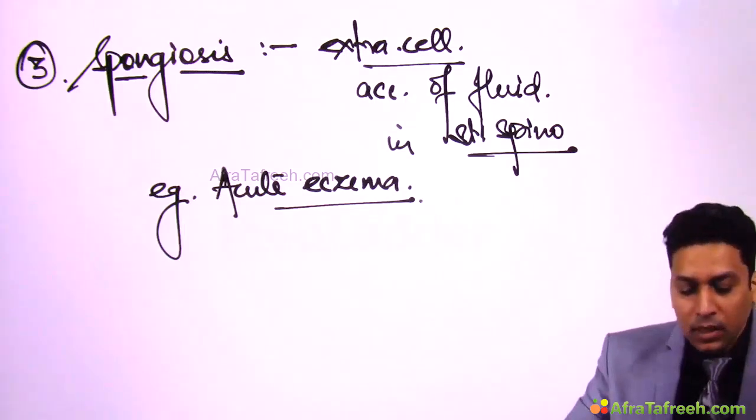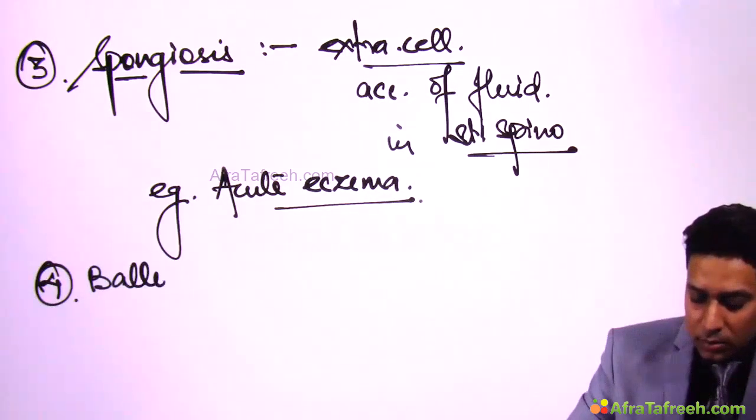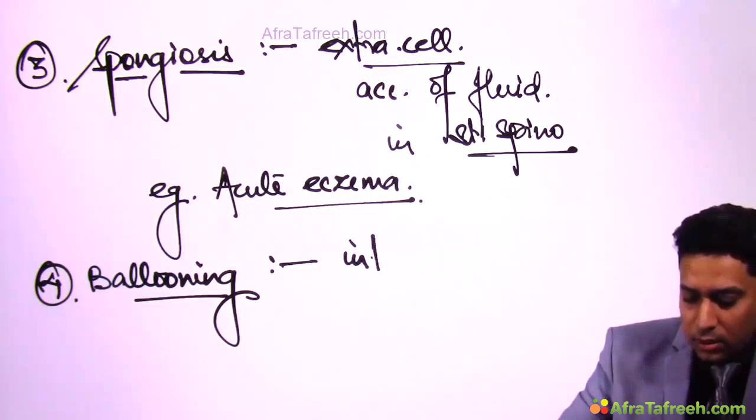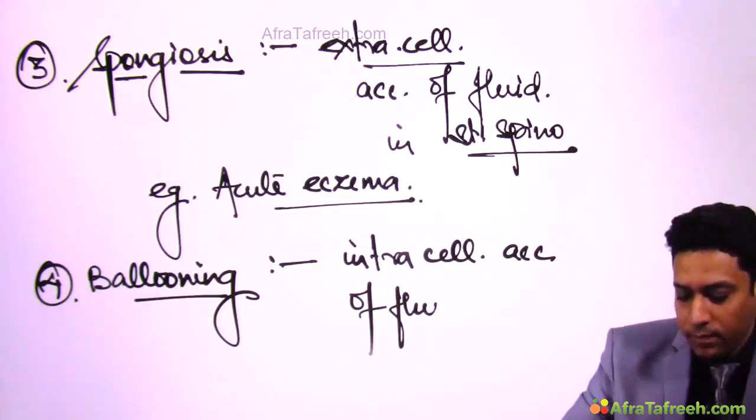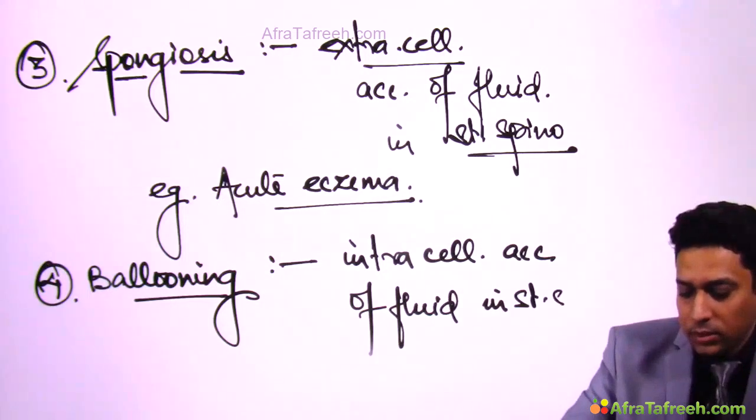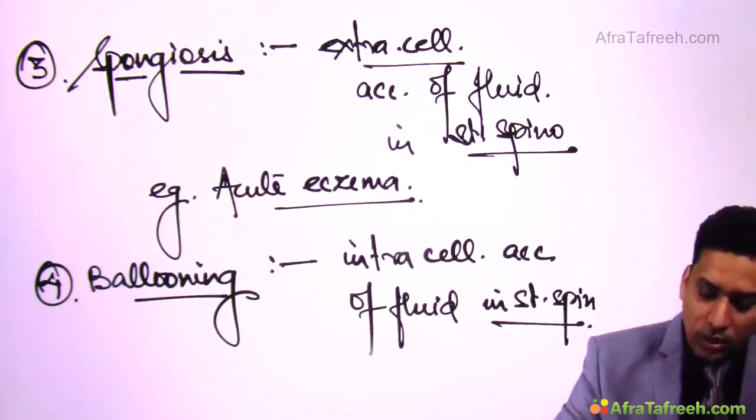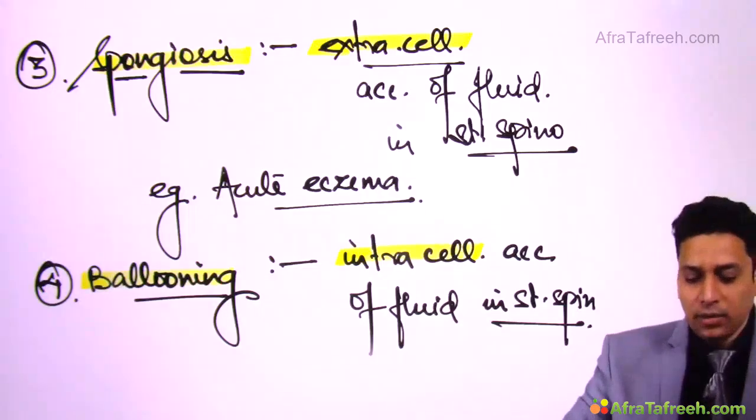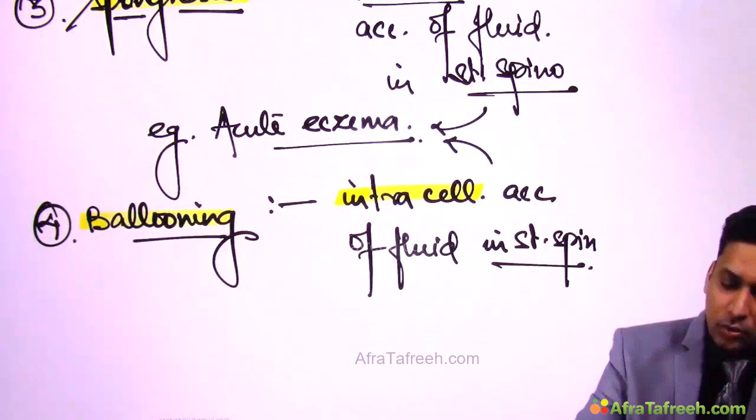Okay. Sometimes in acute eczema, one more histological finding is seen, and that is known as ballooning. And ballooning is intracellular accumulation of fluid in stratum spinosum. Okay. So the only difference is, if it is extracellular accumulation, it is spongiosis. If it is intracellular accumulation, it is ballooning. Okay. Both are seen in acute eczema.